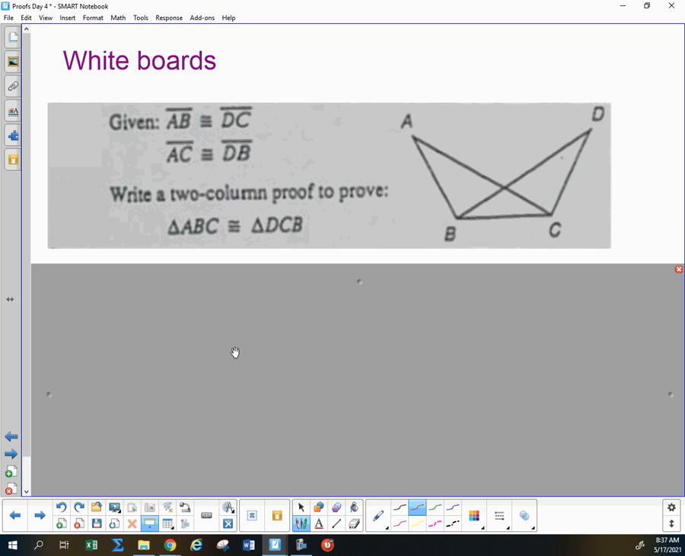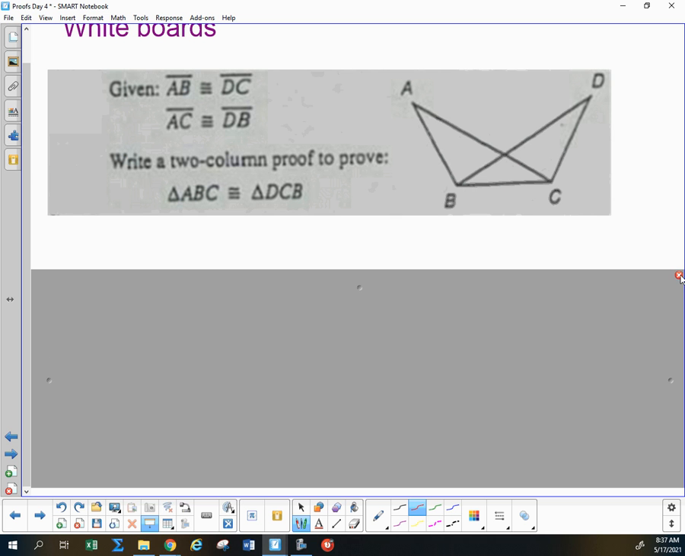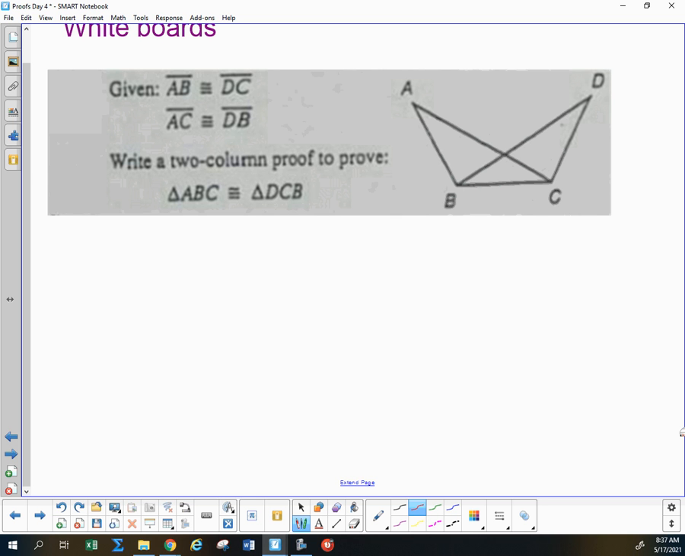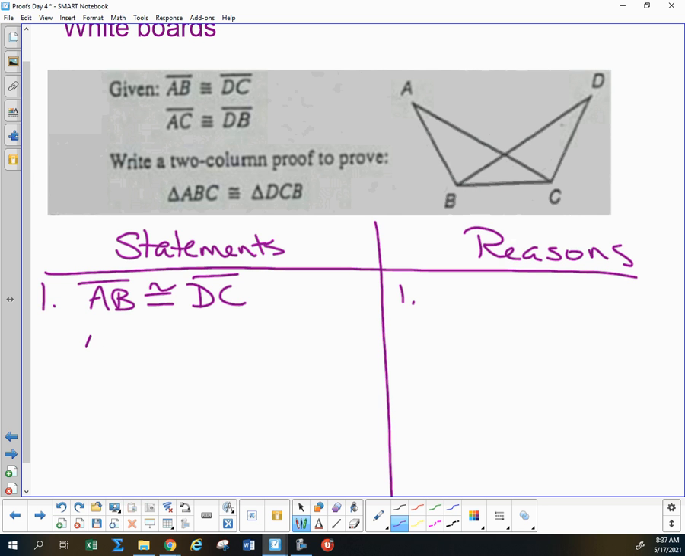Let's see, what do I have here? Okay, this one we aren't really going to do with whiteboards, but it is on the back of your notes paper. So let's see what we can do. I want you guys to start off with statements and reasons: write those givens down and mark them on your picture for me. Everybody should have those 2 statements and givens written down in your 2-column proof, and then mark those on your picture.